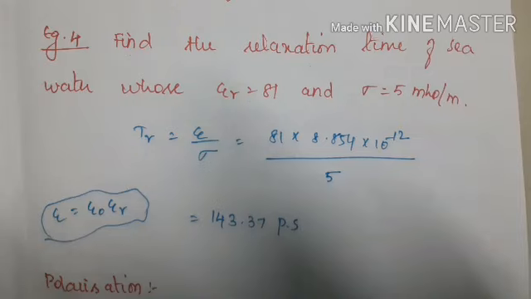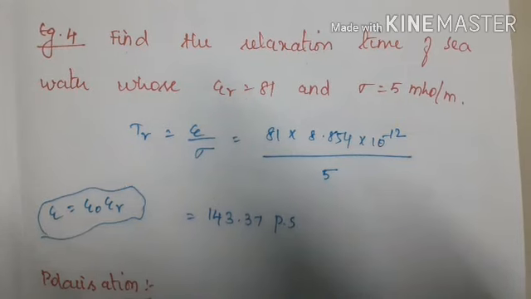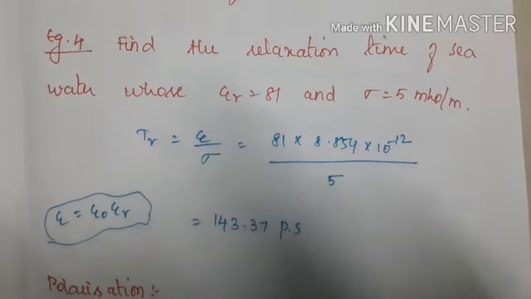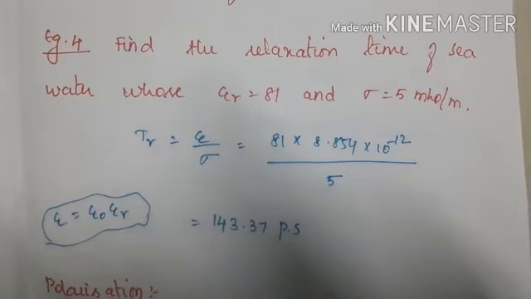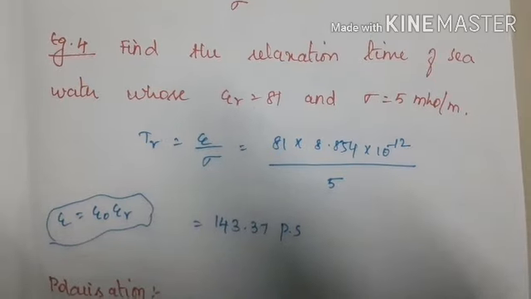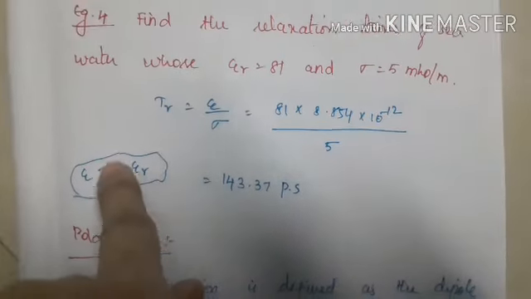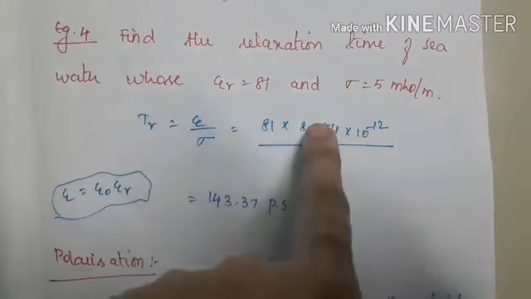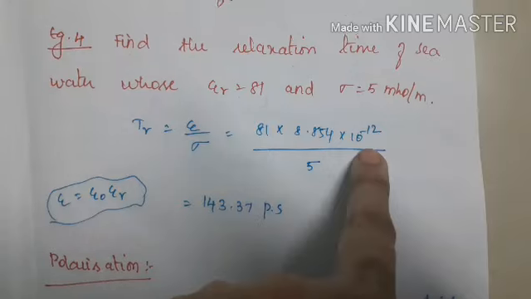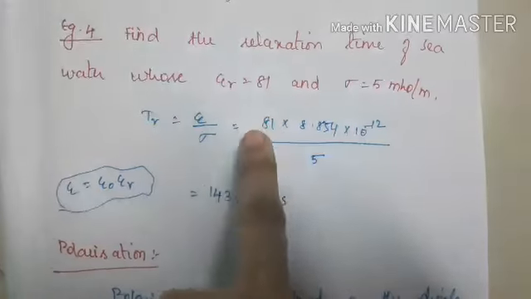So TR is equal to epsilon by sigma, which is equal to epsilon r value, 81 is given. So epsilon is epsilon naught into epsilon r. Generally, the free space permittivity value is 8.854 into 10 power minus 12. Epsilon r value is 81, given.